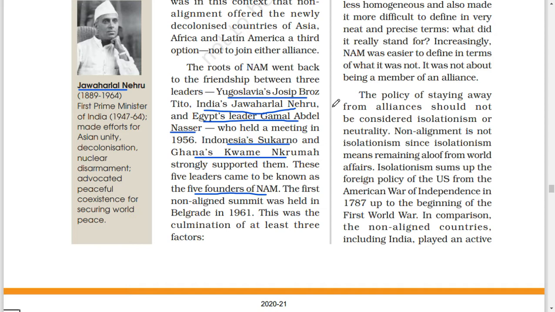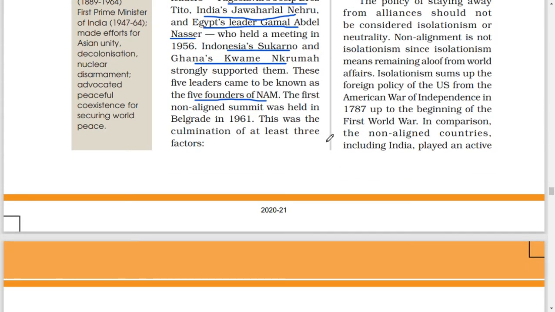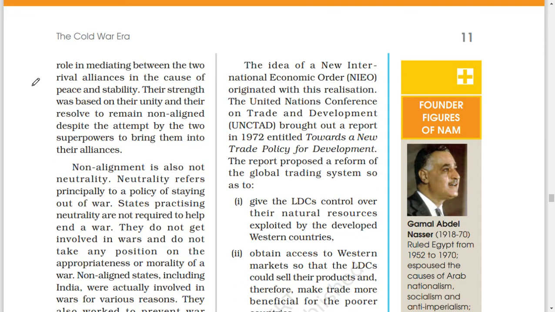Isolationism sums up the foreign policy of the US from the American War of Independence in 1787 up to the beginning of the First World War. In comparison, the non-aligned countries, including India, played an active role in mediating between the two rival alliances in the cause of peace and stability. Their strength was based on their unity and their resolve to remain non-aligned despite the attempt by the two superpowers to bring them into their alliances.